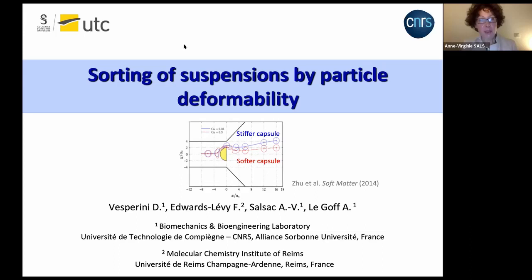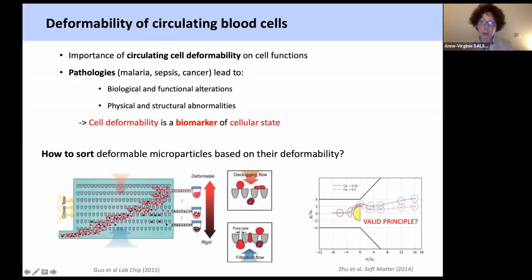Being able to sort objects based on deformability is really something that is important in practice. Indeed, the deformability of circulating cells is very important for cell function. Also, many pathologies will change the deformability of the cell. It's true for malaria, it's true for cancer, and also for sepsis: the white blood cell stiffness will change in sepsis. So in general, cell deformability is a biomarker of the cellular state.